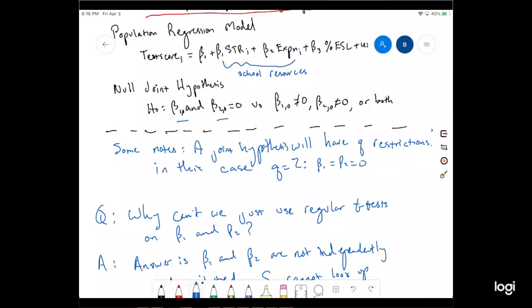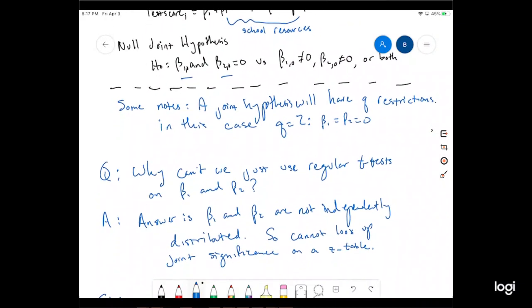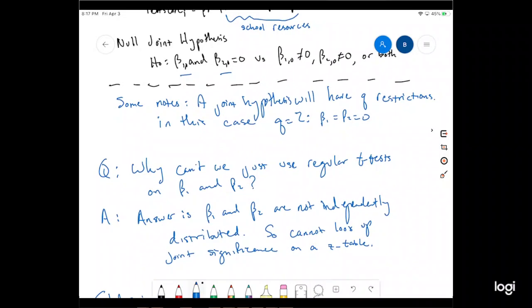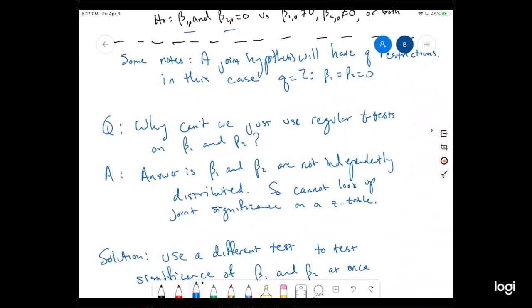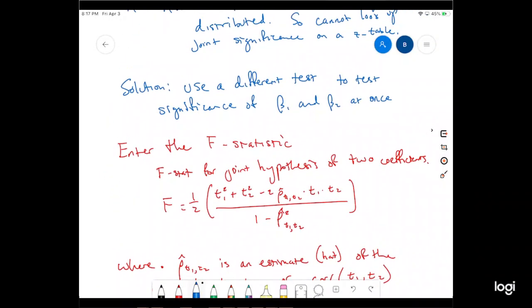So why can't we just use regular t-tests on beta 1 and beta 2 and then decide if each of them is independently significant, like what we did in the previous set of lectures? Well, the answer is because beta 1 and beta 2 are not independently distributed, so we cannot look up their joint significance on a z-table. So the solution is to use a different test to test the significance of beta 1 and beta 2 at once. And so we're going to introduce the F-statistic.